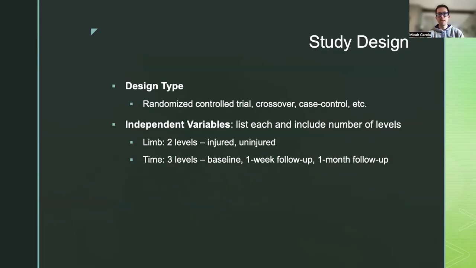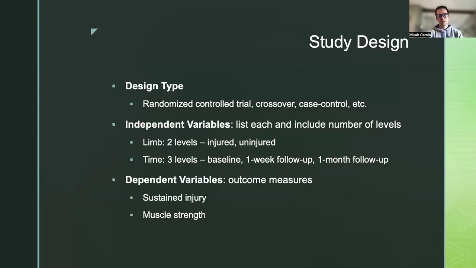You'll be comparing an injured limb versus an uninjured limb. If you have 3 different time points, your time could be a 3-level independent variable, where maybe you have a baseline, 1-week follow-up, and 1-month follow-up. So again, the number of levels is going to be unique depending on how many groups you're making and comparing among those groups. And then you've also got your dependent variables, which of course are the outcome variables.